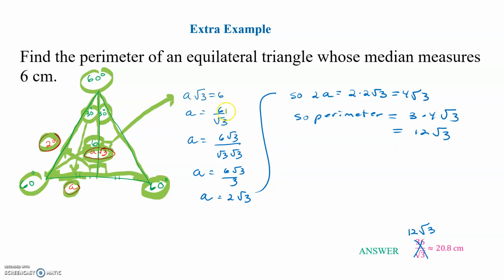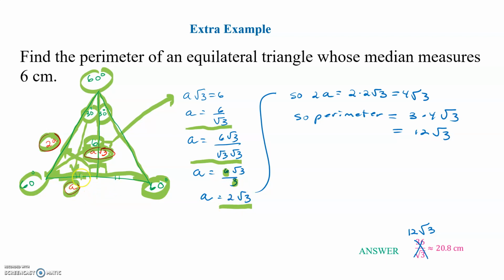So I divide both sides by the square root of 3, and I get a equals 6 over the square root of 3. You can't leave the square root of 3 in the denominator, so you rationalize it, which means you multiply the bottom by the square root of 3, and to be fair, you multiply the top by the square root of 3. In the next step, I have 6 square root of 3, and on the bottom, the square root of 3 times the square root of 3 is 3, and then I can cancel the 3 and the 6, divide them both by 3, and I get 2 square root of 3.